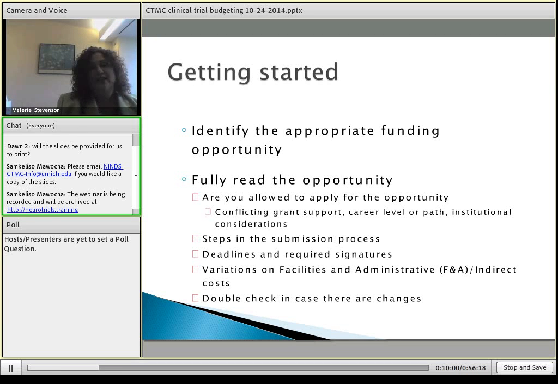So again, just talk to your department and your institution to see if there's any challenges to getting your grant in and meeting the deadline.